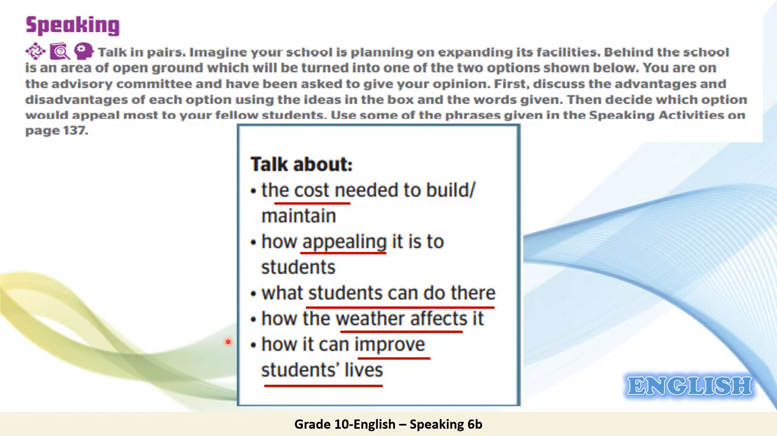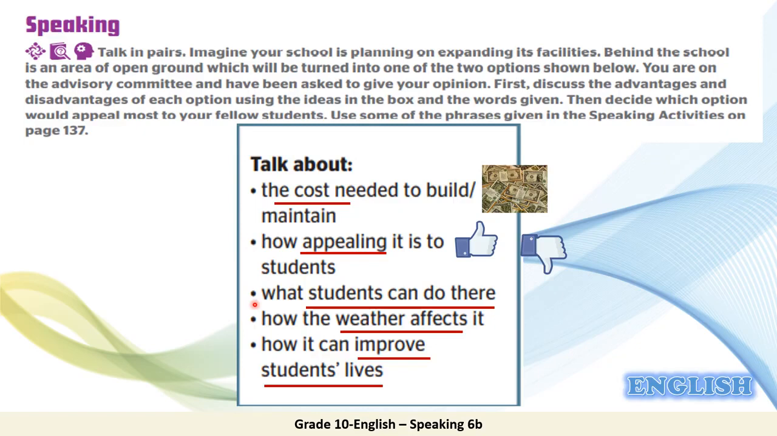Let's check how much you know. The first, the cost needed to build and maintain. What do we mean by that? We mean how much money we need to spend on building or maintaining the facility that you will be talking about. The second point, how appealing it is to students. What do we mean by that? Whether they will like it or not.